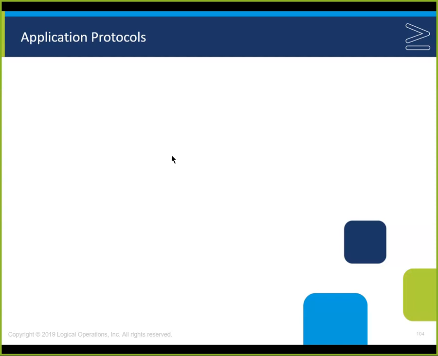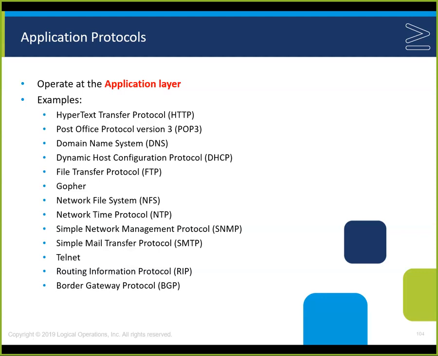So we have the sockets that combine the IP address and the port number to represent a unique resource. The application protocols at the application layer, and there are a number of them: HTTP, POP3, DNS, DHCP, FTP, Gopher, Network File System, NFS, Network Time Protocol, NTP, SNMP, Simple Network Management Protocol, and SMTP. I have to say those carefully or I get them tongue-tied. The Simple Mail Transfer Protocol, Telnet, RIP, BGP, routing protocols that are going to be running at the application layers.